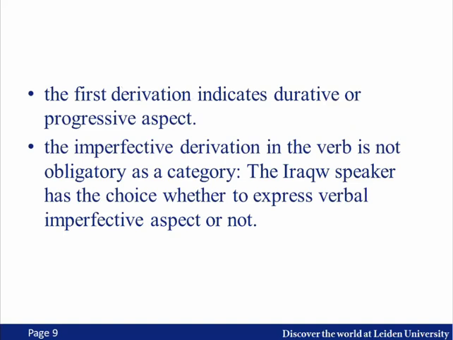The first derivation that we have seen can take different shapes. What it does, it indicates the durative or the progressive aspect. But what we can show with more examples is actually that it can show any aspect within the imperfective. It can also be used for inchoative, it can be used for habitual, it can be used for anything that is within the large imperfective domain. But it's not an obligatory category, so the Iraqw speaker has a choice whether to express the situation as being imperfective or not.